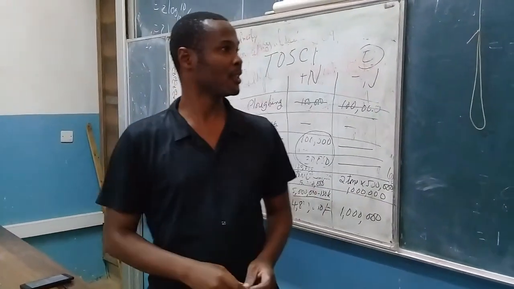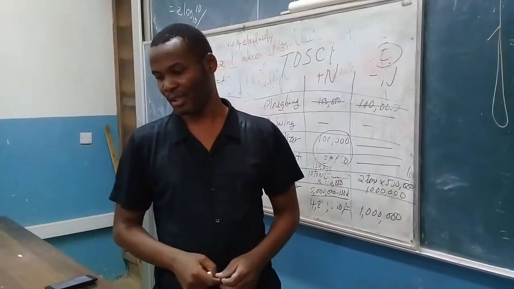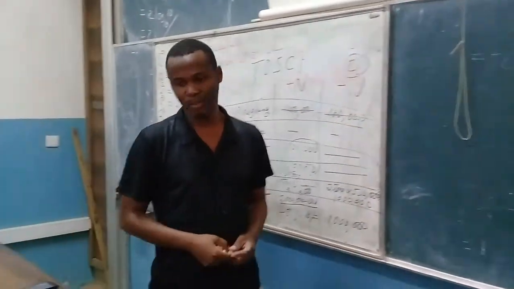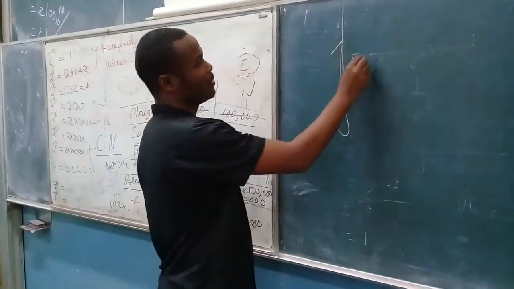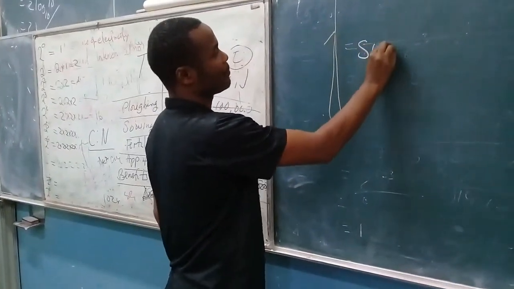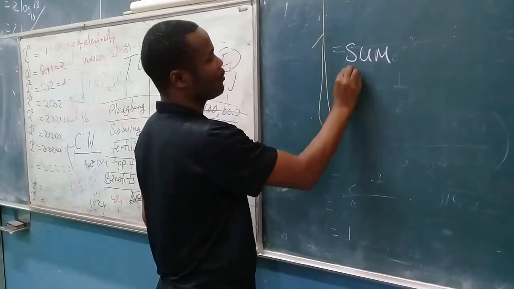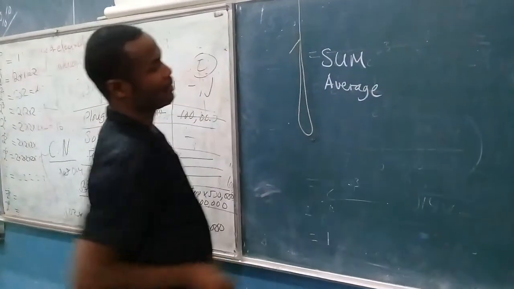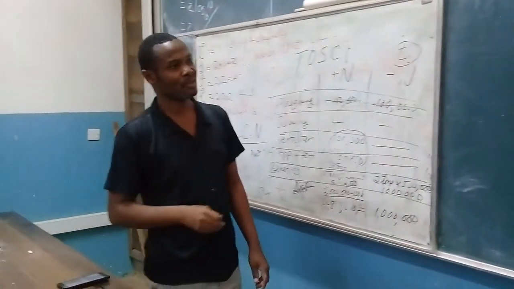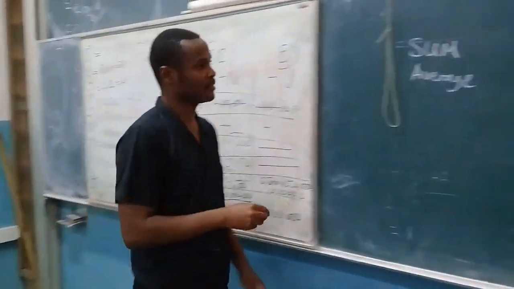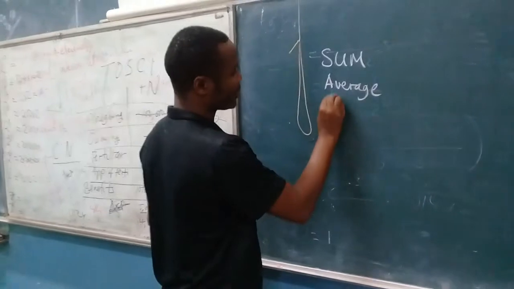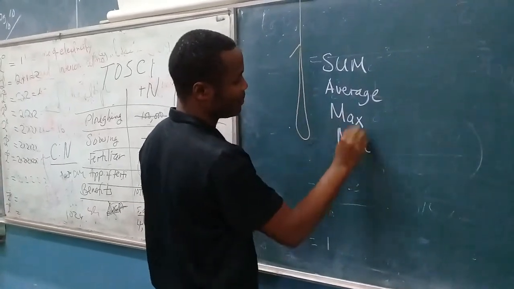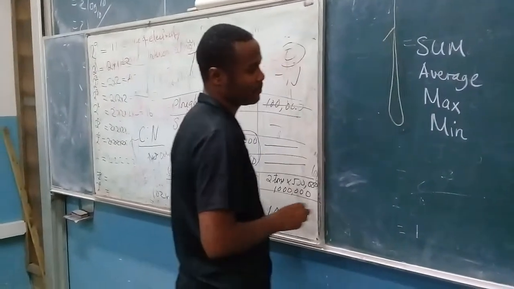Today's practical session will involve using some built-in functions in Excel. We will see some of them. Some of the built-in functions include sum, average, and whenever you use them, it does not matter whether you put them in capital letters or small letters. We have max, which stands for maximum, and min, which stands for minimum.